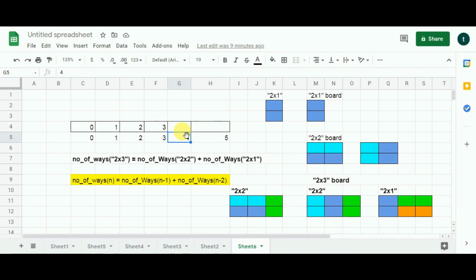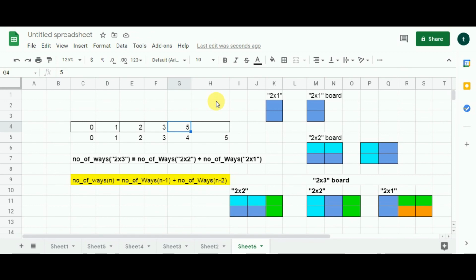Now the next subproblem is indexed by 4, which represents a board of 2 by 4 unit. To find out the number of ways for a 2 by 4 board, we are going to use this formula. So the number of ways for a 2 by 4 board is going to be equal to the number of ways for a 2 by 3 board, which is 3, added to the number of ways for a 2 by 2 board, which is 2. So 3 added to 2 is going to give me 5, and that 5 I am going to populate here. So 5 is the number of ways by which we can place 2 by 1 tiles into a 2 by 4 board.